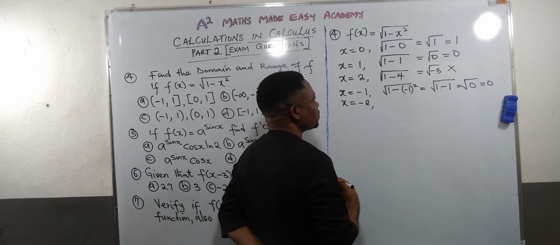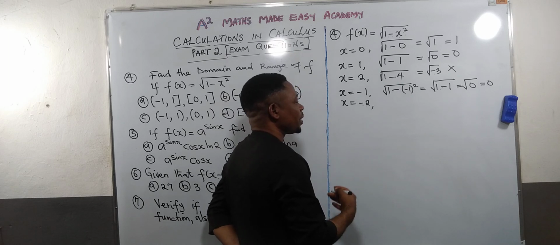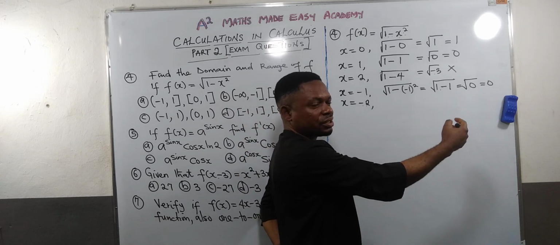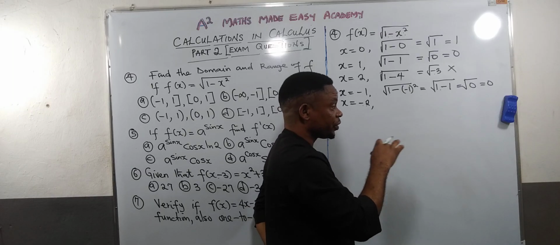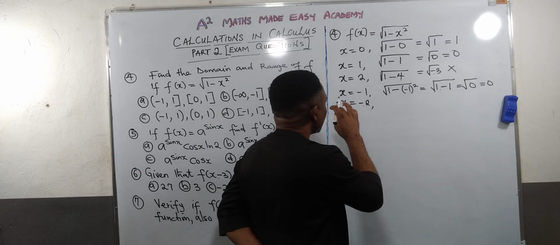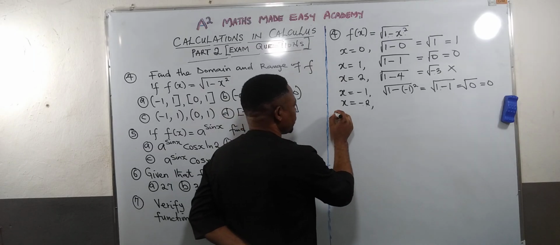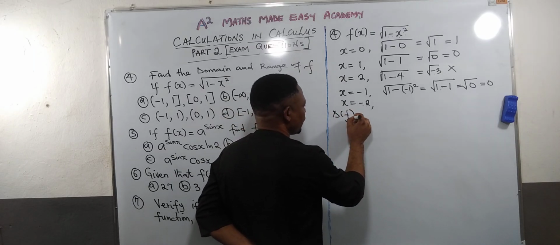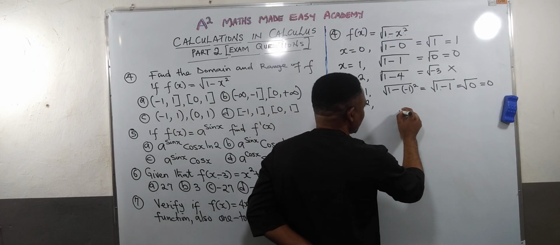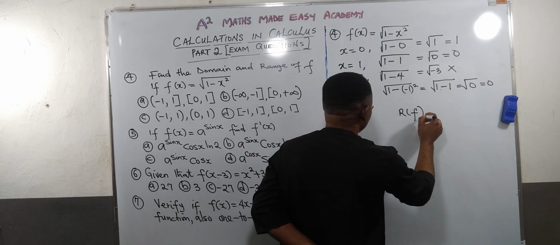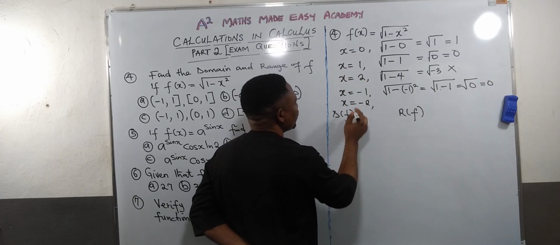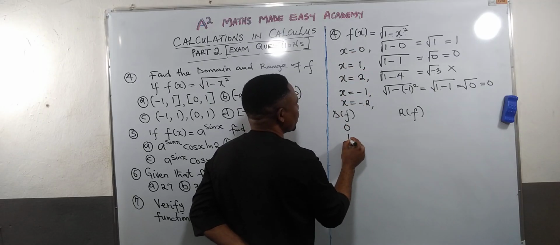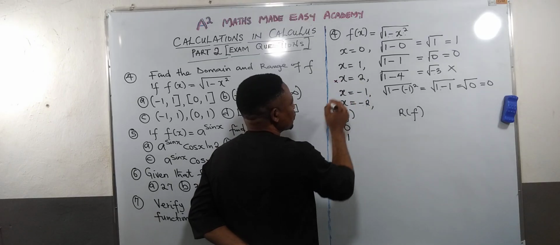Can you see that this particular function is not bounded by negative infinity and positive infinity? It's just within a certain range. With this, I can now determine the domain. I will say domain of f, and this one is range of f. Then what's the value of the domain of f? We have 0, it exists. We have 1, it exists. This one does not exist.